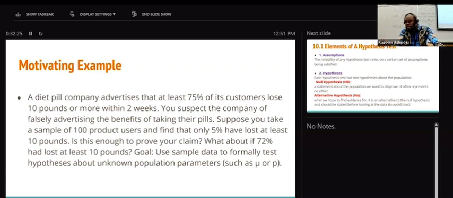Does that make sense? And I told you, investigation follows a claim. When you make a claim, how do we know you are right? Then we're going to investigate. Now, a diet company advertises that at least 75% of its customers lose 10 pounds or more within 2 weeks.